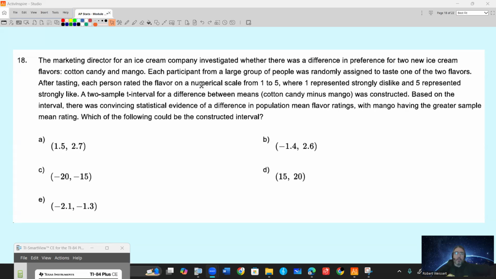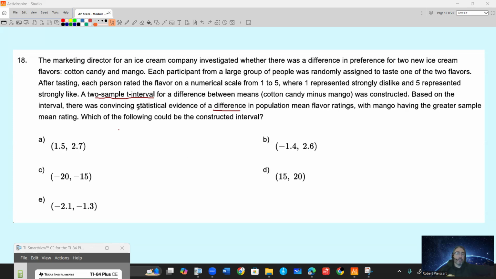Each participant from a large group of people was randomly assigned to taste one of the two flavors. After tasting, each person rated the flavor on a numerical scale from 1 to 5, where 1 represented strongly dislike and 5 represented strongly like. A two-sample t interval for a difference between means, cotton candy minus mango, was constructed. Based on the interval, there was convincing statistical evidence of a difference in the population mean flavor ratings, with mango having the greater sample mean rating. Which of the following could be the constructed interval?